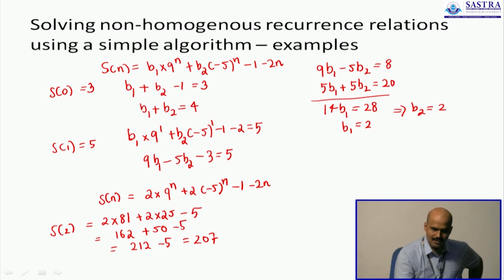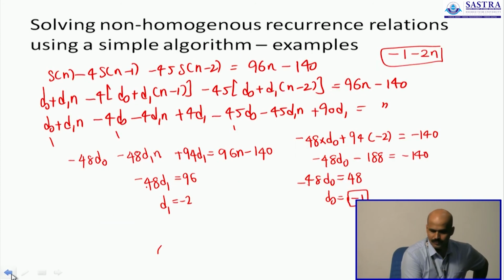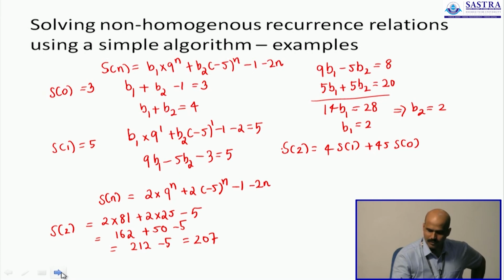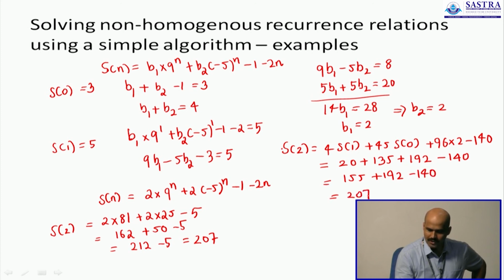Now the question tells us that S of 2 is equal to 4 S of 1 plus 45 S of 0 plus 96 times 2 minus 140. 4 S of 1, S of 1 is 5, that's 4 times 5 which is 20, plus 45 S of 0, 45 times 3 is 135, plus 96 times 2 is 192, minus 140. 135 plus 20 is 155, plus 192 minus 140 is once again 207. That's 347 minus 140, which is 207.